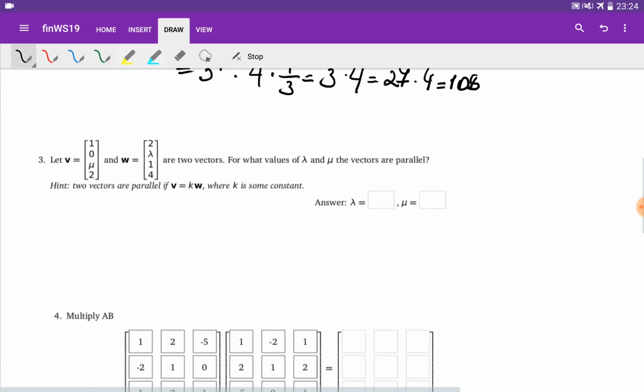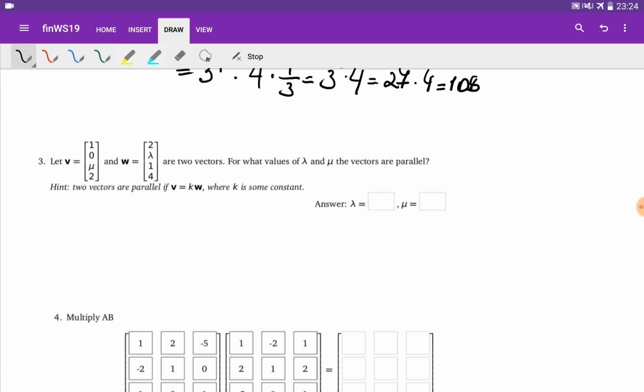On question number 3, we need to find the 2 values for lambda and mu so that these 2 vectors are parallel. Since here we've got a 0, lambda should also be 0, and we see that mu should be twice smaller than the value of 1. Since 2 is twice smaller than 4, mu should be equal to 1 over 2. So if you set lambda equal to 0 and mu equal to 1 over 2, these 2 vectors become parallel.